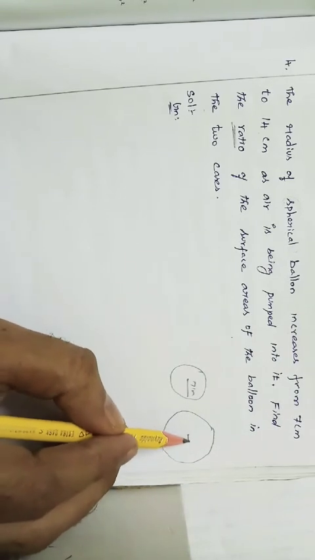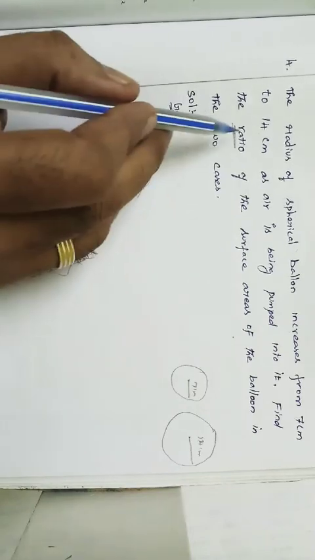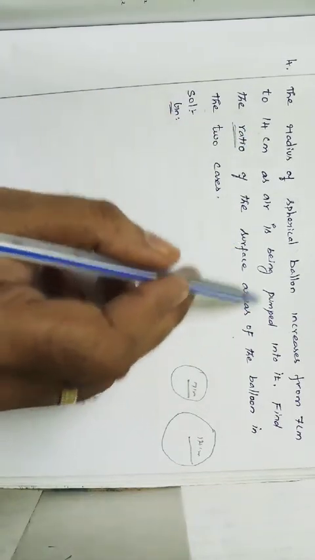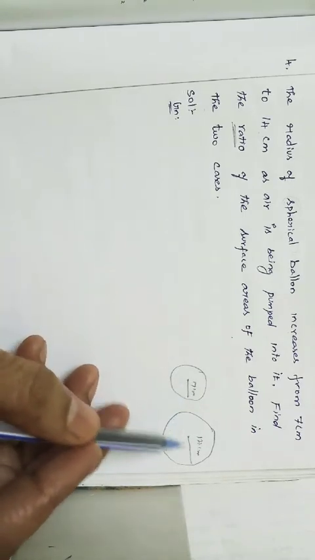And the radius of the new balloon is 14 centimeters. Now the radius of the new sphere is 14 centimeters, right? Now what do we want to find? We want to find the ratio of the surface areas of the two balloons. So first find the surface area of the first balloon and the second balloon, and then find the ratio. It's nothing but dividing, right?